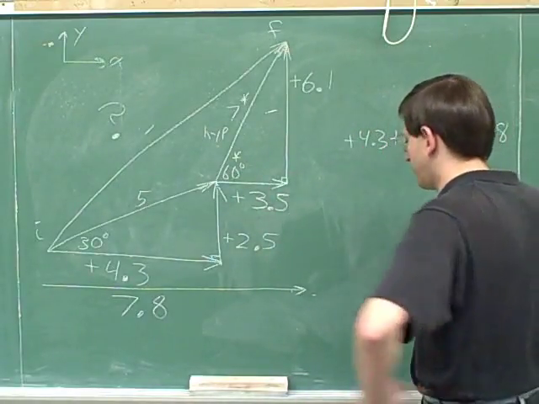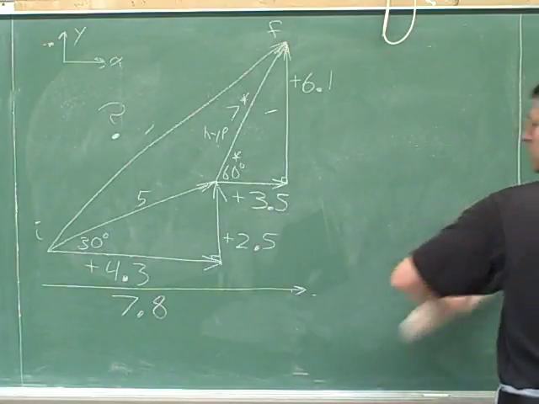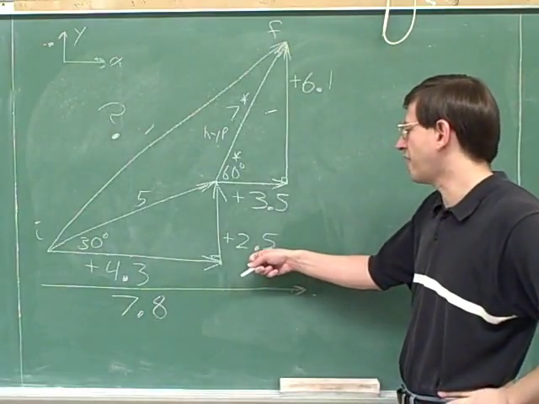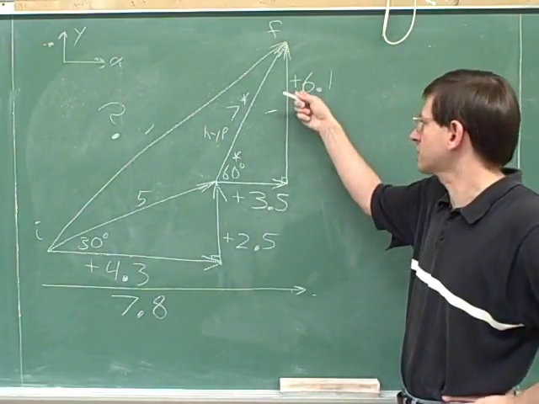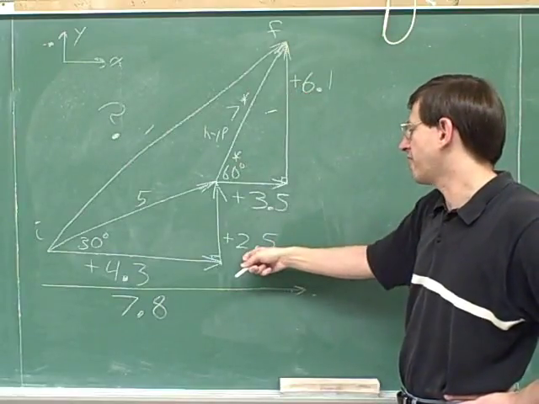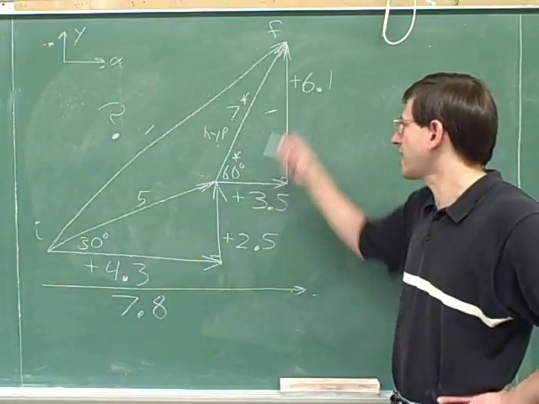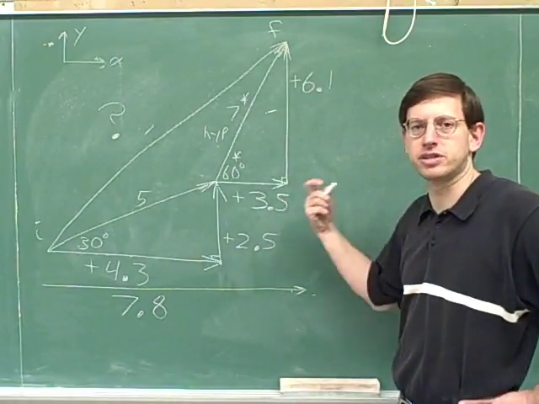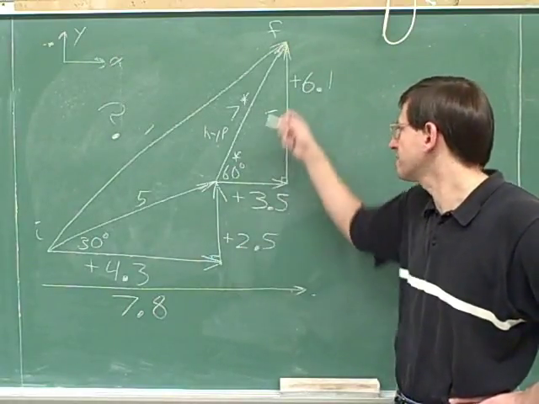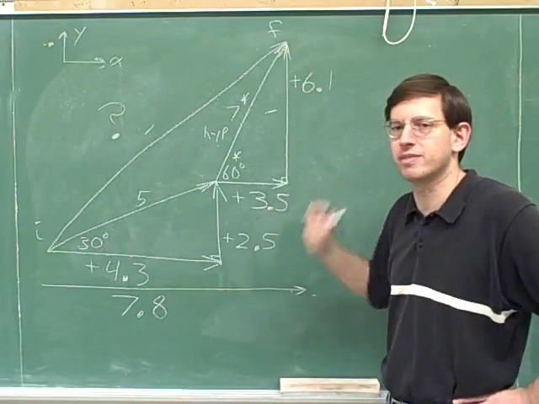Now, how about our vertical displacement? Well, first we went 2.5 meters up, and then we went another 6.1 meters up. It should be pretty clear we can just add those two together and get our total vertical displacement. Since this is a vertical displacement and this is a vertical displacement, we can just add them directly to get the total vertical displacement.